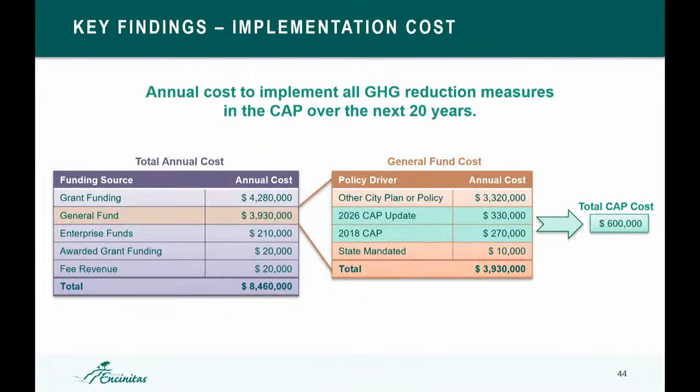This slide basically shows the same information, but just in tabular format. So starting with the table on the left, focusing on that general fund row, we then break that down into general fund costs. The largest portion, as was indicated on the previous slide, are measures associated with other city plans or policies. The two green rows represent measures associated with the 2018 CAP or the 2026 CAP update. And again, those collectively represent about $600,000 per year for CAP implementation.